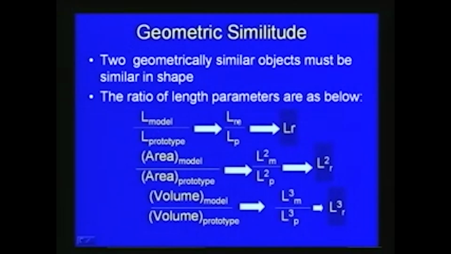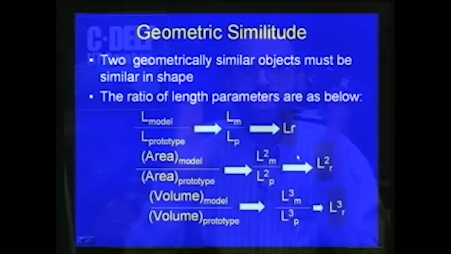With respect to this, generally we can see the ratio of various length parameters, like the ratio of length of model to length of prototype, so Lm by Lp, that is the length ratio Lr. Or the area of the model to area of prototype: area is described as the square of length, so the model length squared divided by prototype length squared, so Lr square. Similarly the volume of model divided by volume of prototype, Lm cube divided by Lp cube, so we get the cube of the length ratio.